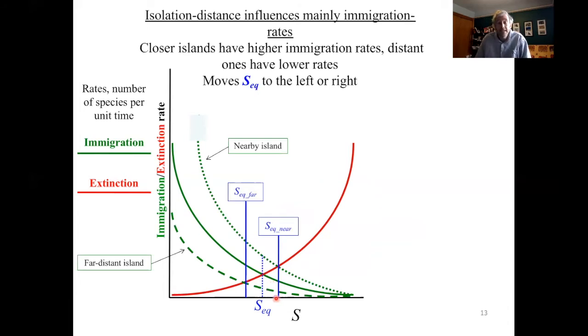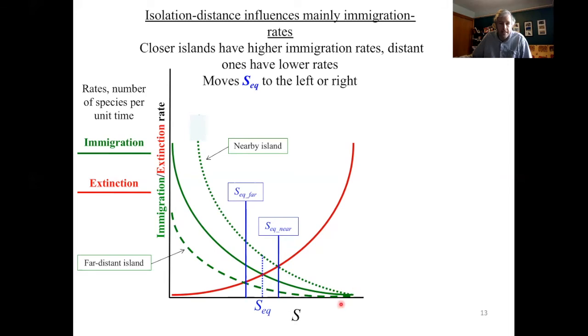Conversely, isolation distance, or the distance that an island is from the mainland, influences mainly immigration rates, because closer islands have higher immigration rates, just because it's easier to cross a small piece of ocean than a big piece, and distant ones have lower immigration rates. This, again, moves our equilibrium point to the left or the right. So this green line represents our original island.